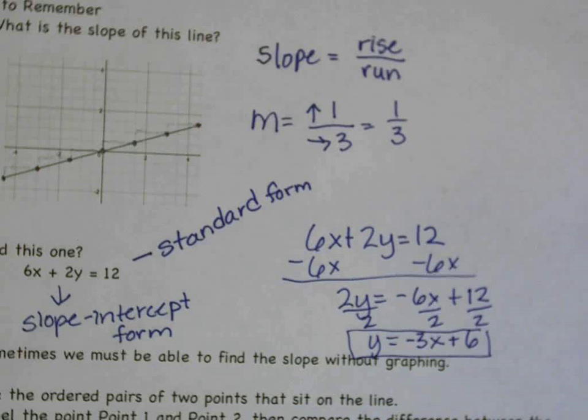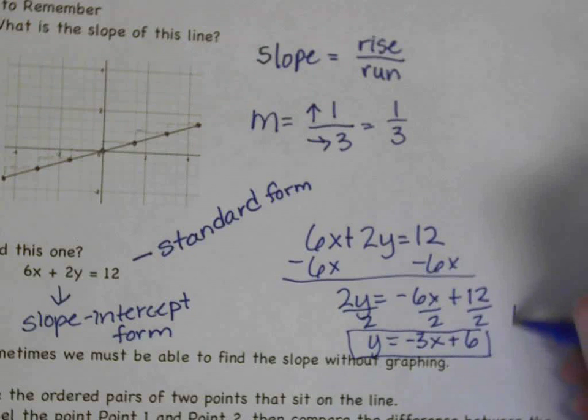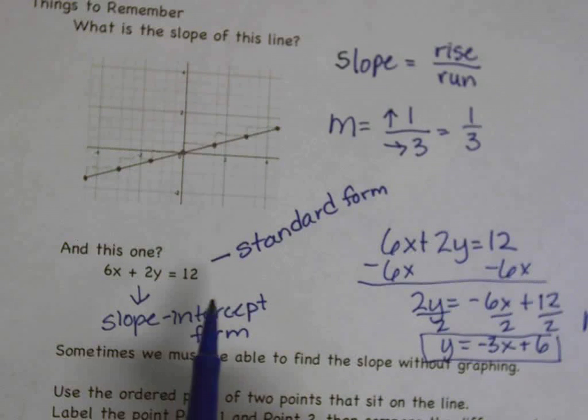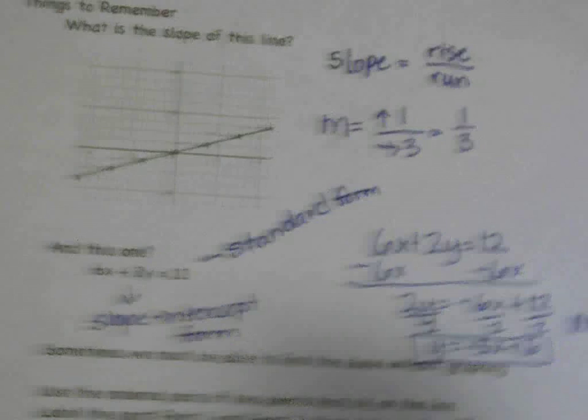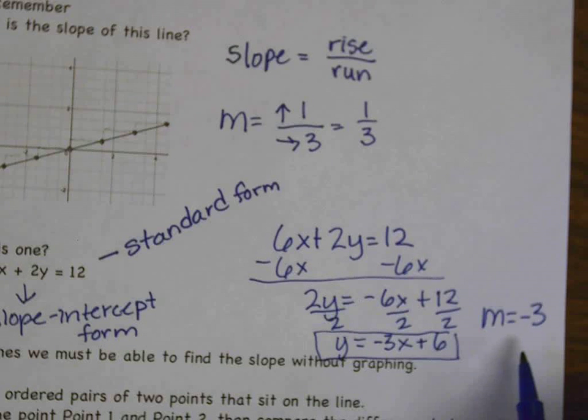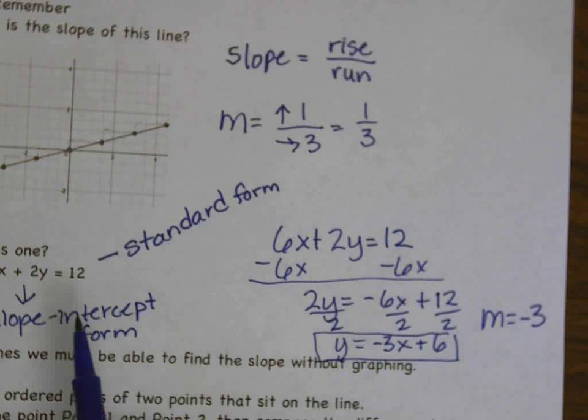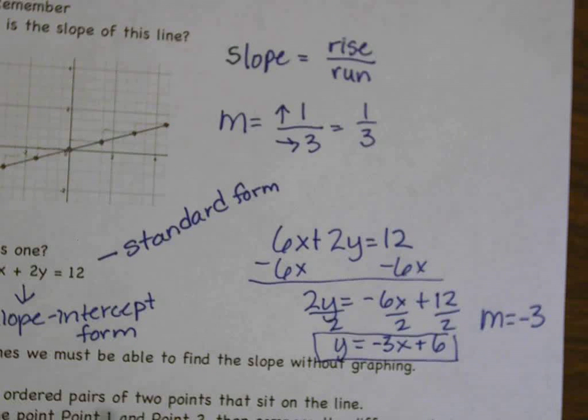Now that we have it in slope-intercept form, find the slope. What does the slope equal? If you said negative 3, you are correct. Okay? So if you have a standard equation, turn it into slope-intercept form, and then you easily can find the slope. Sometimes we must be able to find the slope without graphing, which is what we just did.